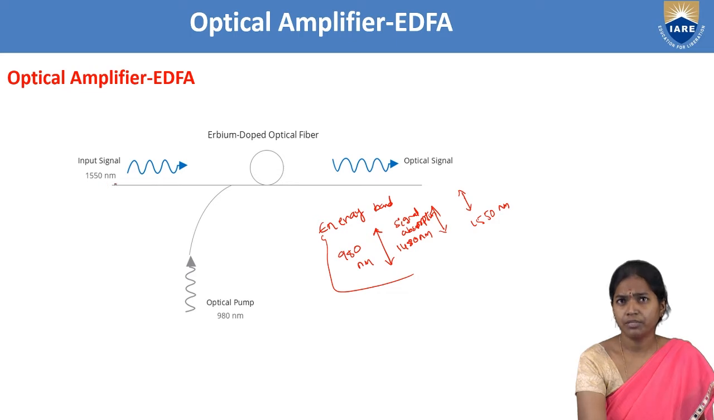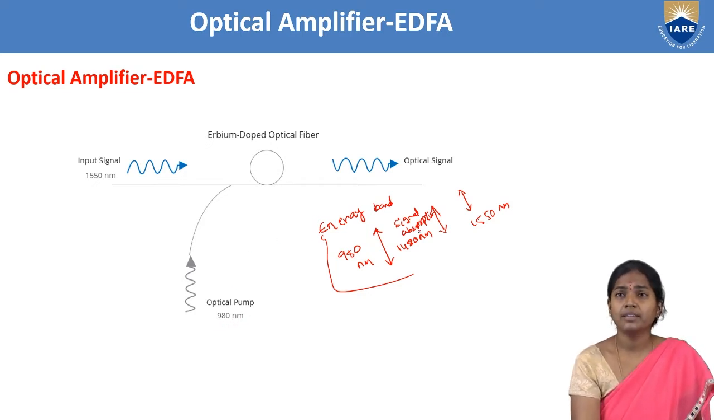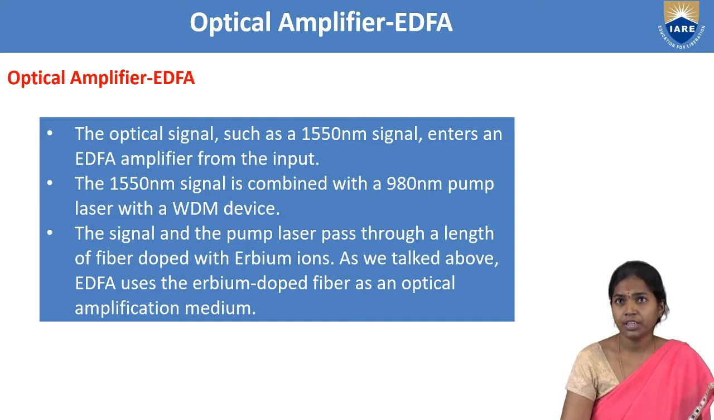So observe here, your input signal is 1550 nanometers. The optical pump absorption starts here at 980 nanometers, and signal absorption here at 1400 nanometers. After pumping, the signal is maximally stimulated at 1550 nanometers. So this is our output signal. The optical signal such as a 1550 nanometer signal enters the EDFA amplifier from the input, combined with 980 nanometers, which is our pumping. The laser starts pumping at 980 nanometers, and the basic principle of EDFA is stimulated emission of photons, observed at the wavelength of 1550 nanometers.